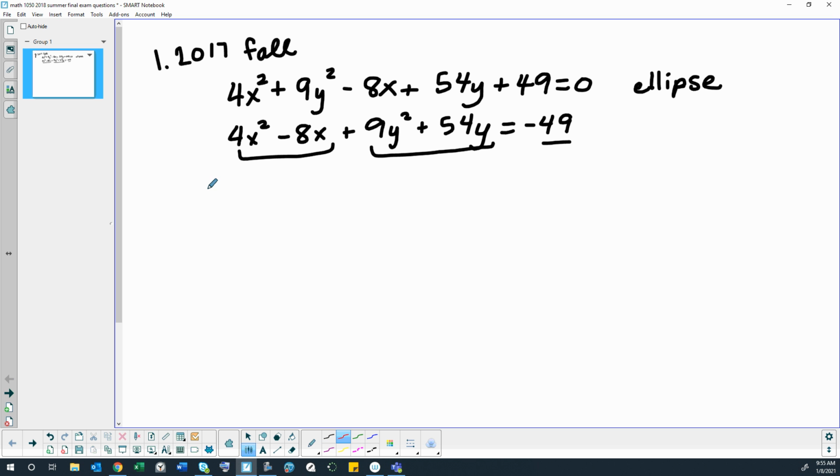Okay, next we're going to factor out the coefficient from the squared term. So 4 factored out of 4x squared is 1x squared. I don't need to write the 1. Negative 8 divided by 4 is negative 2x. Now here I'm going to be completing the square, so I'm going to leave space for that. Then for the y values, I can pull out 9, which leaves me with y squared, and then 9 divides into 54 6 times.